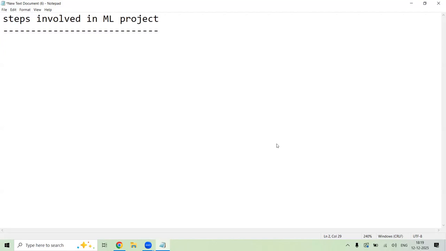Already we have completed three steps. What are the three steps we have completed? The first step is business problem understanding, which we already completed. What is meant by business problem understanding? First, we have to understand the given project, the business problem. The second step is data understanding along with data exploration.